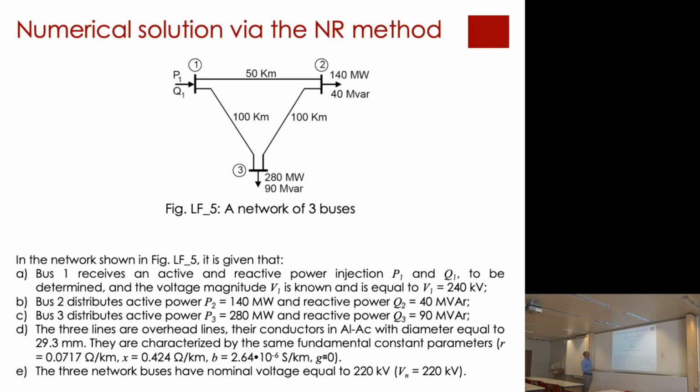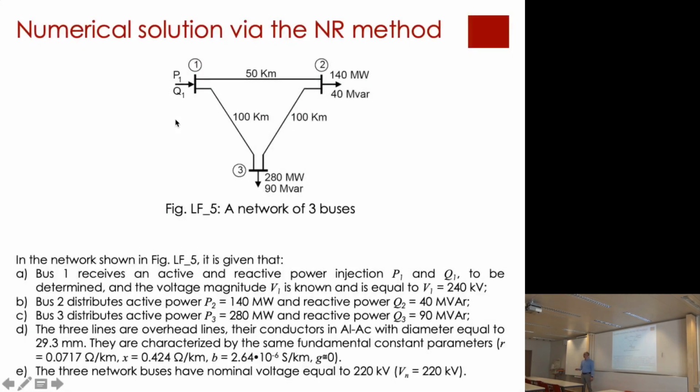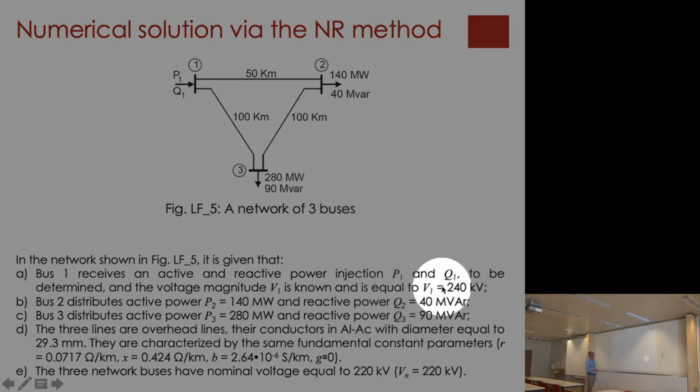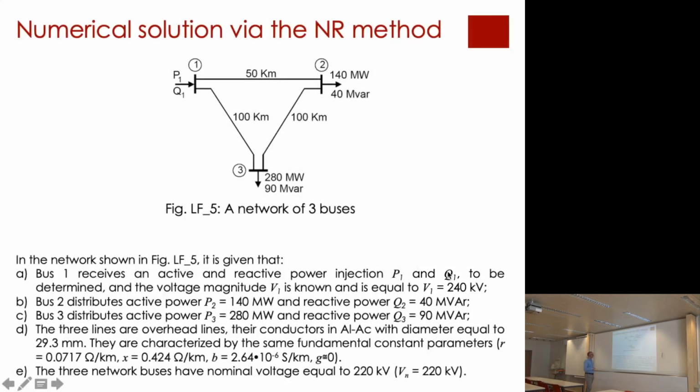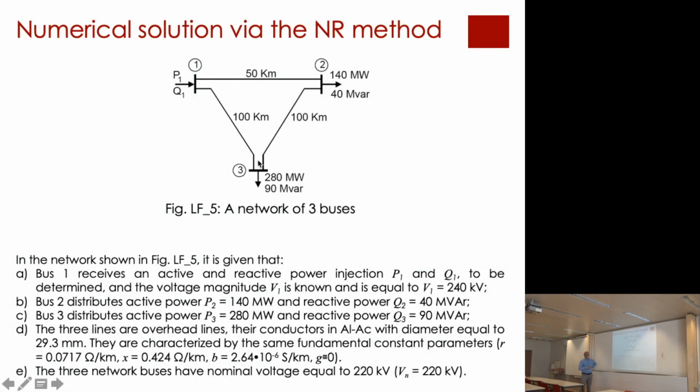So you have bus 1, which is receiving active and reactive power injections P1 and Q1 to be determined. Essentially, bus number 1 will be the slack bus. Since it is the slack, you are fixing the voltage equal to the rated value, 240 kilovolts. Buses 2 and 3 are two load buses, so I'm fixing active and reactive power in both of them.